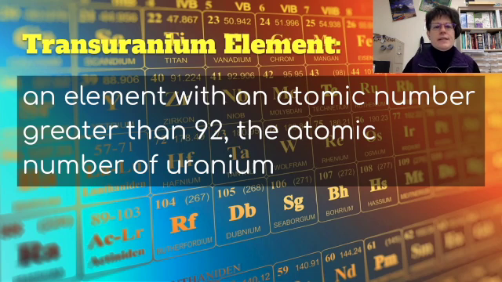Now, on the periodic table, too, there are what we call the transuranium elements. This is an element with an atomic number greater than 92, the atomic number of uranium. The first 92 elements of the periodic table are natural. After that, they are man-made. They are created through experiments by basically colliding atoms and using particle accelerators to create new elements. They are not natural and they are radioactive, all of them.